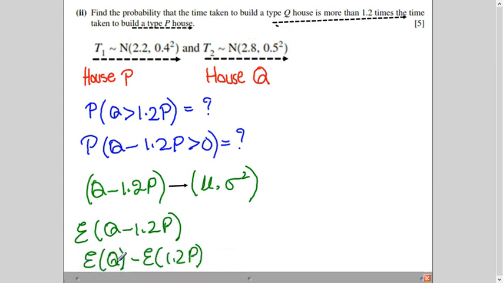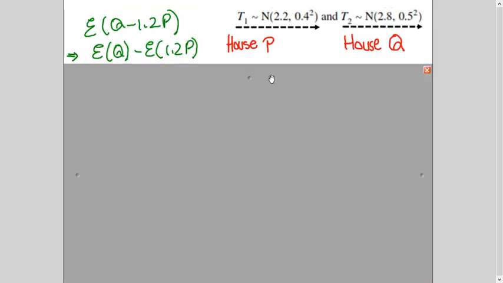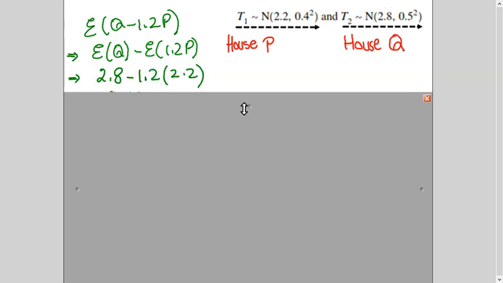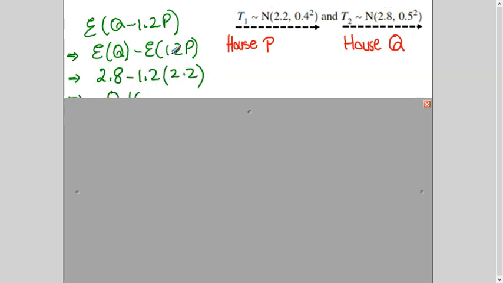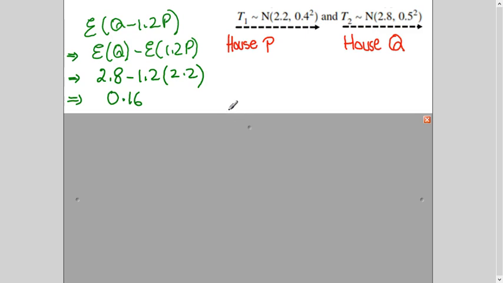Now, E of Q minus 1.2 times E of P. This is the meaning of it. I have just shown you in the formula. Now, E of Q is what? This is Q, 2.8. I have written here for reference this thing again. So now E of Q is 2.8 and 1.2 multiplied by E of P. E of P is 2.2. So this is how you will get your new mean for this Q minus 1.2P, because you have to find the probability of it.